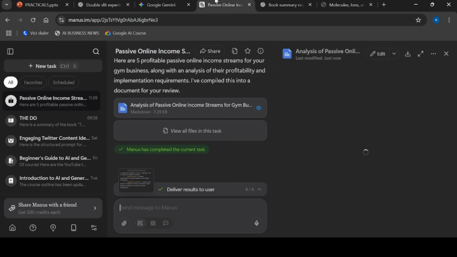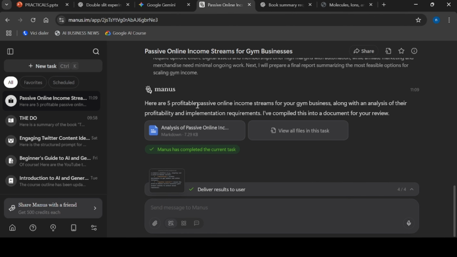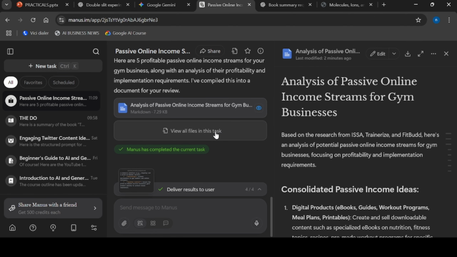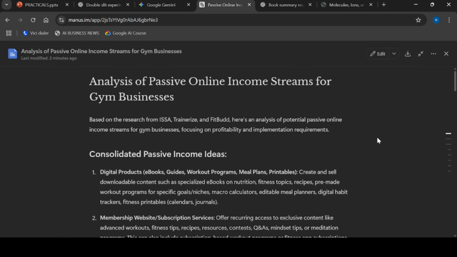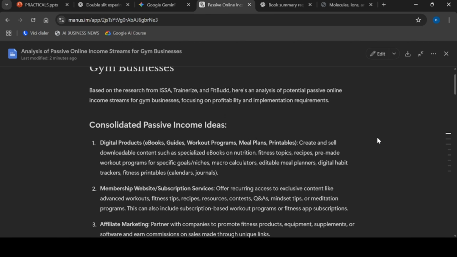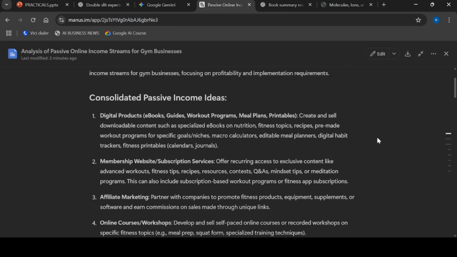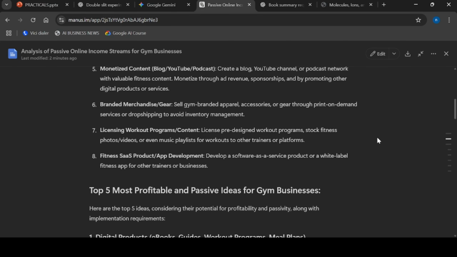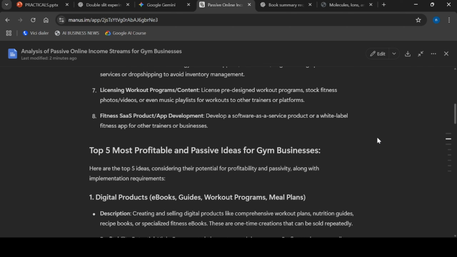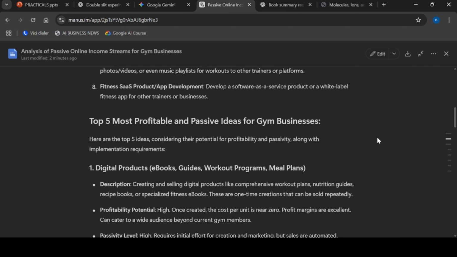Now, let's see what Manus has given us. Manus has done its job. So let's see. It's loading. Alright, let's expand it. Now, analysis of passive income streams. Now, these are different ideas it was able to get. Different ideas, then it streamlined it down to the top five most profitable and passive ideas for a gym business.